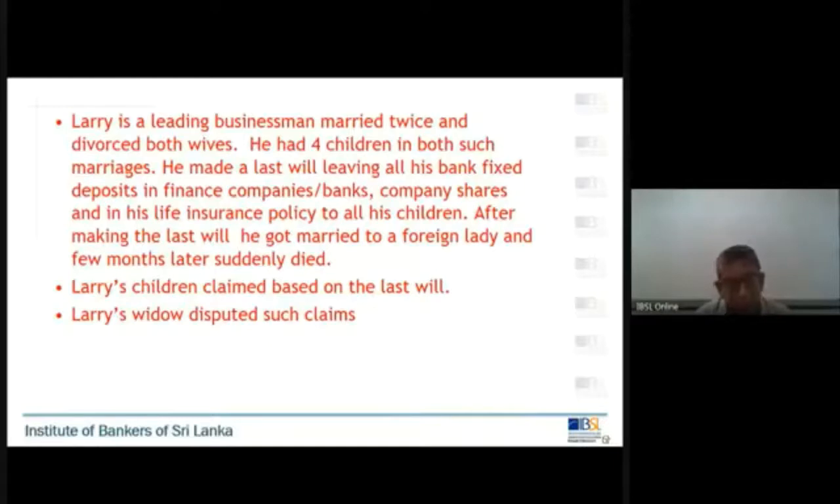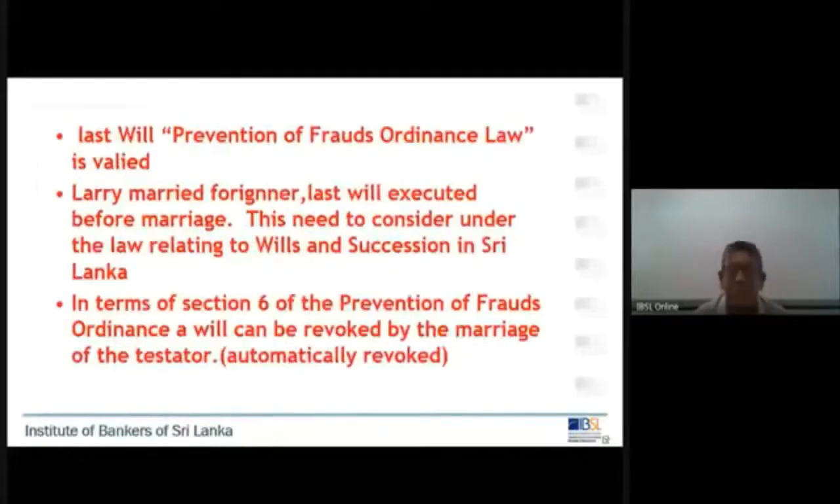But you need to remember this. This is not the nomination, and this is in fact the last will. So now what happened? You have the last will, right? But for you to get an understanding about the court order, right? Now the last will we call the Prevention of Frauds Ordinance law. So this is a pure law case, but I will try to explain. The last will under the Prevention of Frauds Ordinance law is valid.